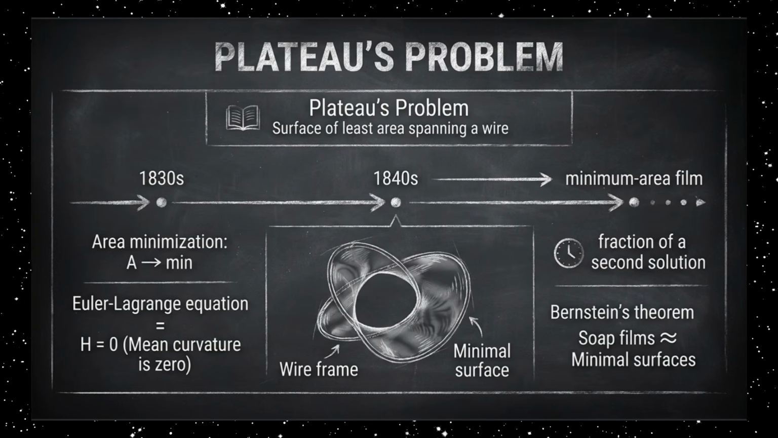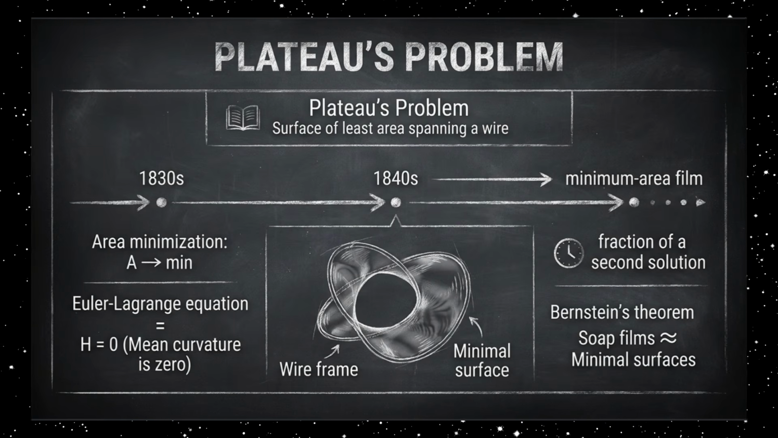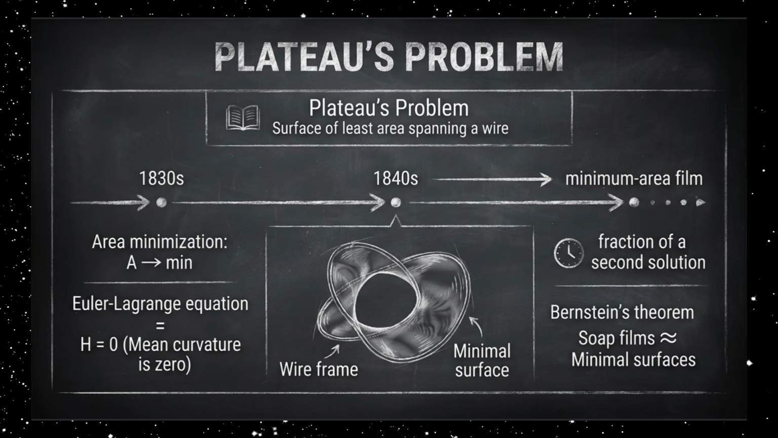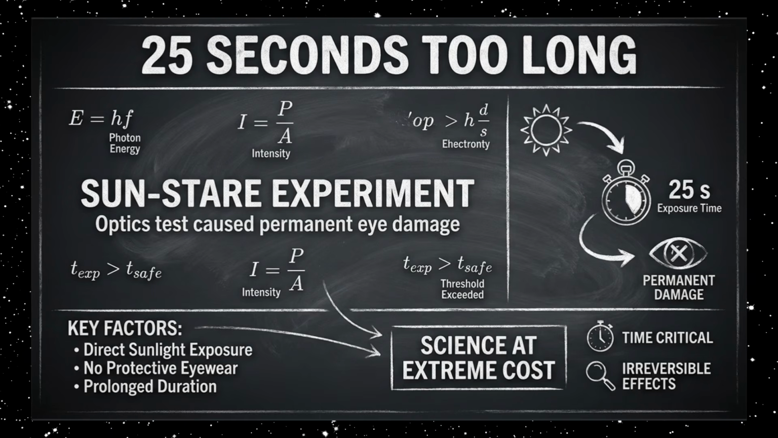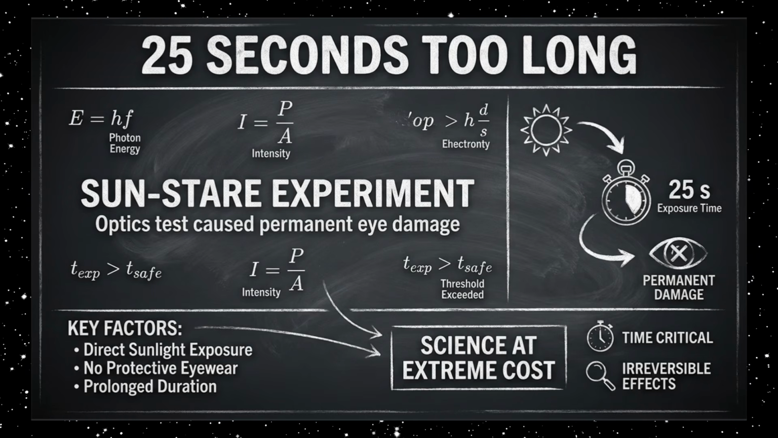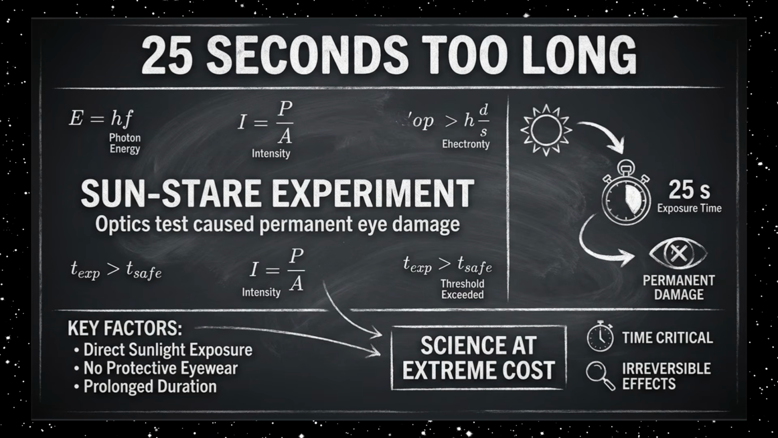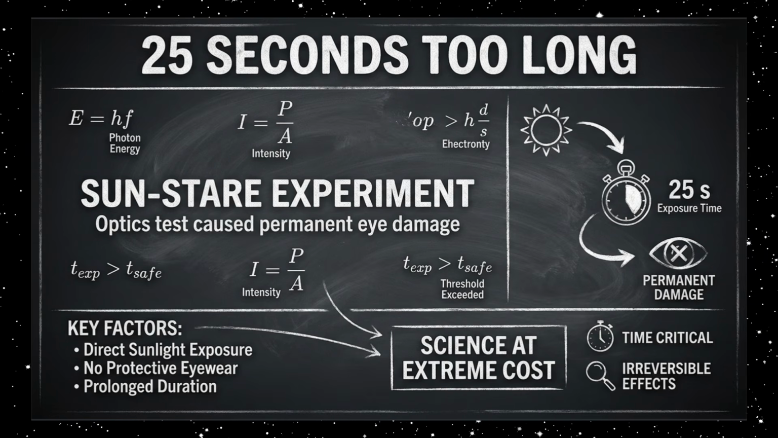This is a famous problem. It's called Plateau's problem, named after a Belgian physicist named Joseph Plateau, who devoted his life to studying these films in the 1830s and 40s. And Plateau's story is itself remarkable. He'd permanently damaged his eyes by staring at the sun for 25 seconds during an optics experiment. Think about that. 25 seconds of staring at the sun in the name of science.